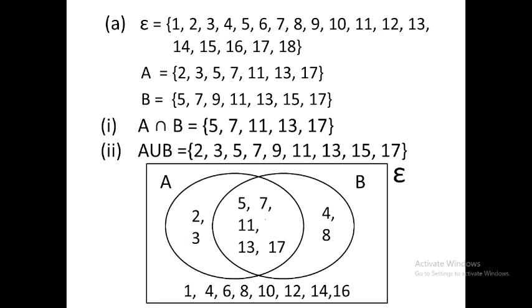Like I said earlier, the very last one is to shade the region for prime factors of 18 on the Venn diagram. Will it be region 1, which is A only, region 2, which is A intersection B, region 3, which is B only, or region 4, which is 1, 4, 6, 8, 10, 12, 14, 16? Which region will it be? That is for the prime factors. Put the answer in the comment section.